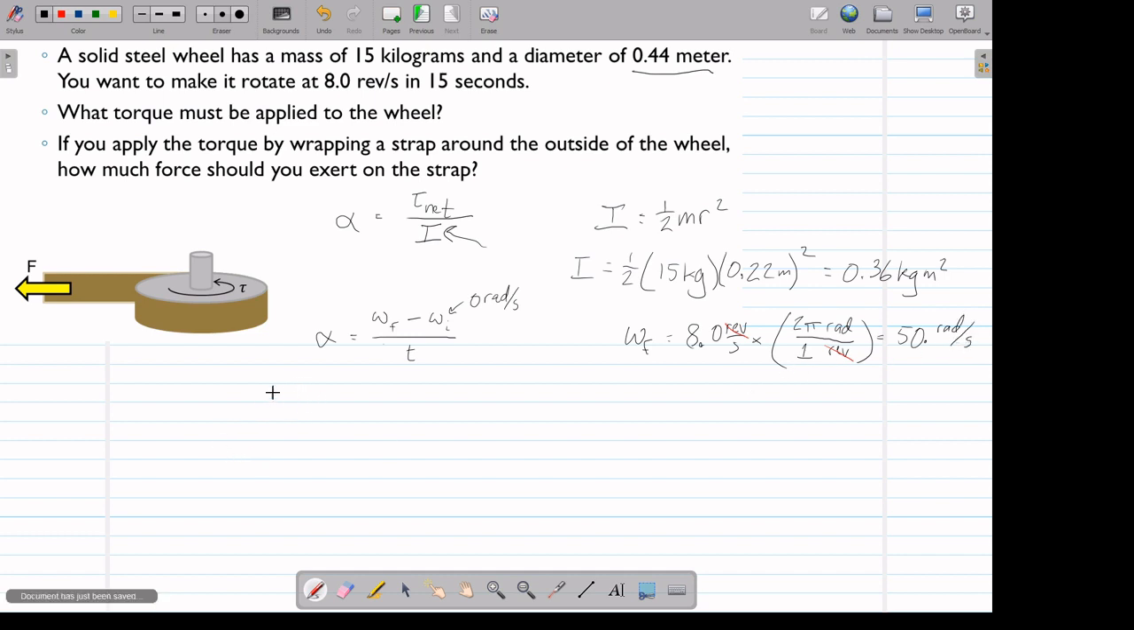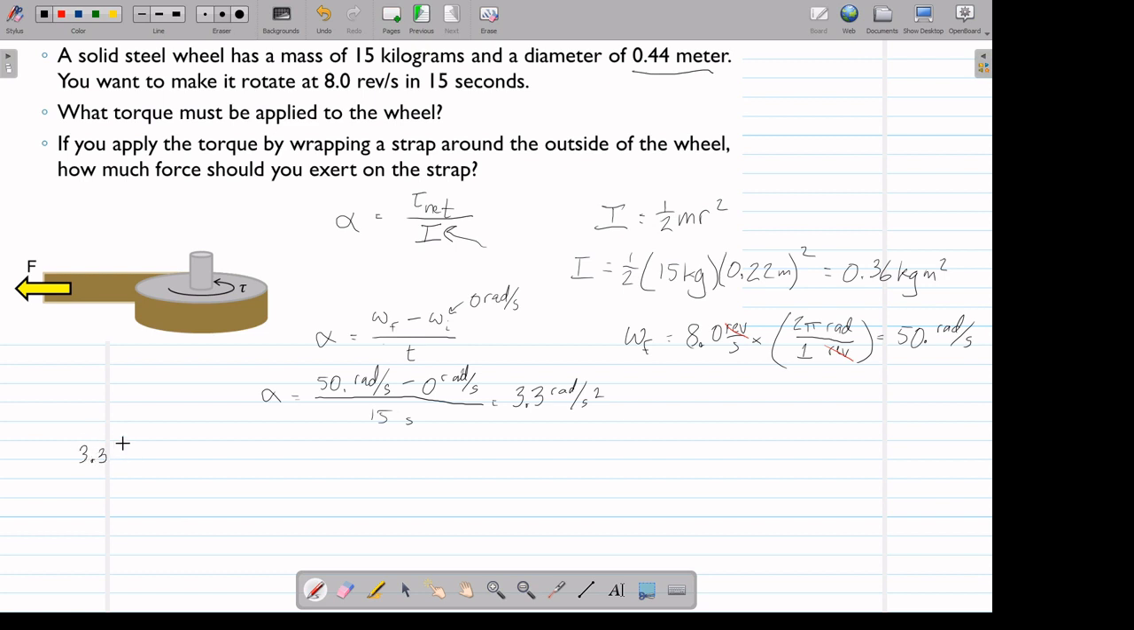So the angular acceleration is going to be equal to 50 radians per second minus 0 radians per second, all divided by the time that it takes to spin up, which is 15 seconds. 50 minus 0 is, of course, just 50. So we have 50 divided by 15, which is, to two significant figures, 3.3 radians per second squared. Now we have the moment of inertia and the angular acceleration, so we can work out the net torque.